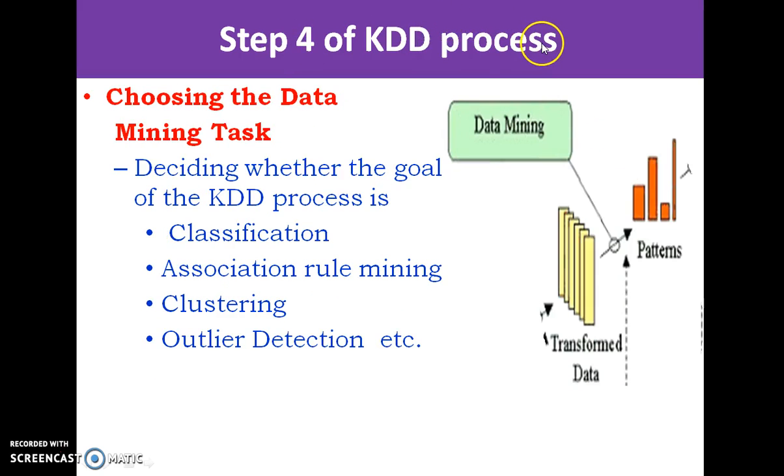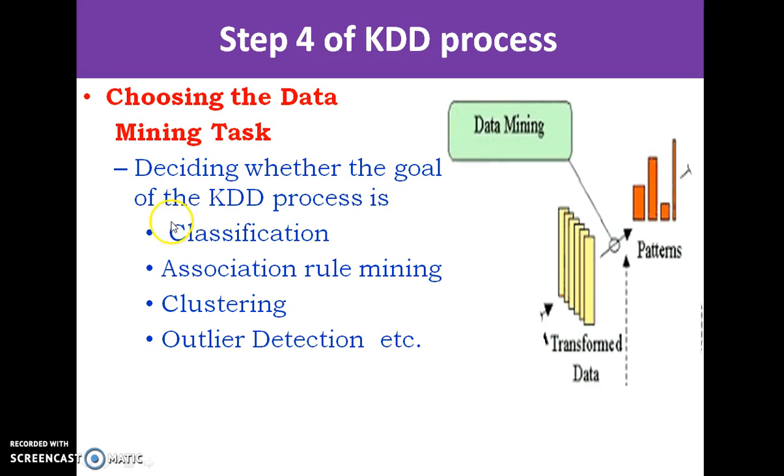The next step of the KDD process is the most important, which is the data mining task. As you can observe here in the diagram, on the transformed data, which is the result of the previous step, data mining is applied to identify the patterns which exist within the transformed data. So in this data mining task, depending on the goal of the user, that is what type of knowledge he wants to discover, he has to choose a data mining task.